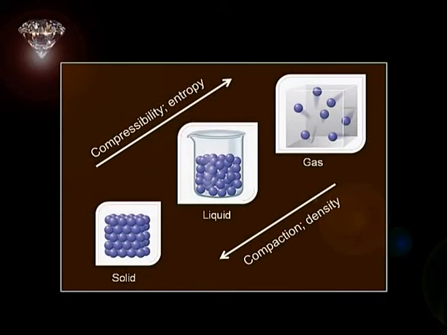Now, this picture just gives you an idea about if I go from solid to liquid to gas. So, we see that as we go from the solid state to liquid to gaseous state, the compressibility or the entropy is increasing. On the other hand, the density and compaction is decreasing in this direction. Okay. So, that means different states are characterized by different kinds of macroscopic properties.